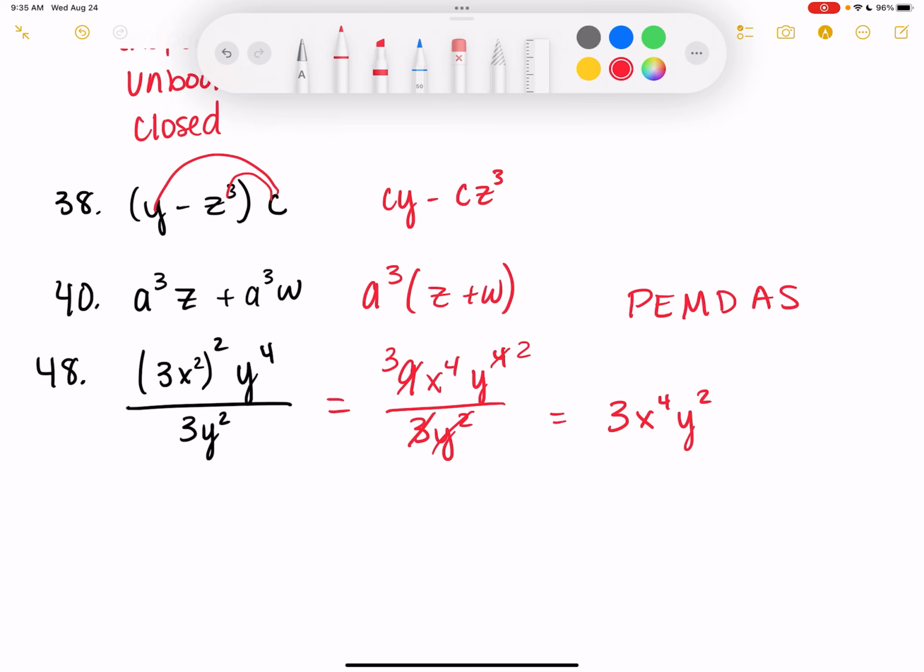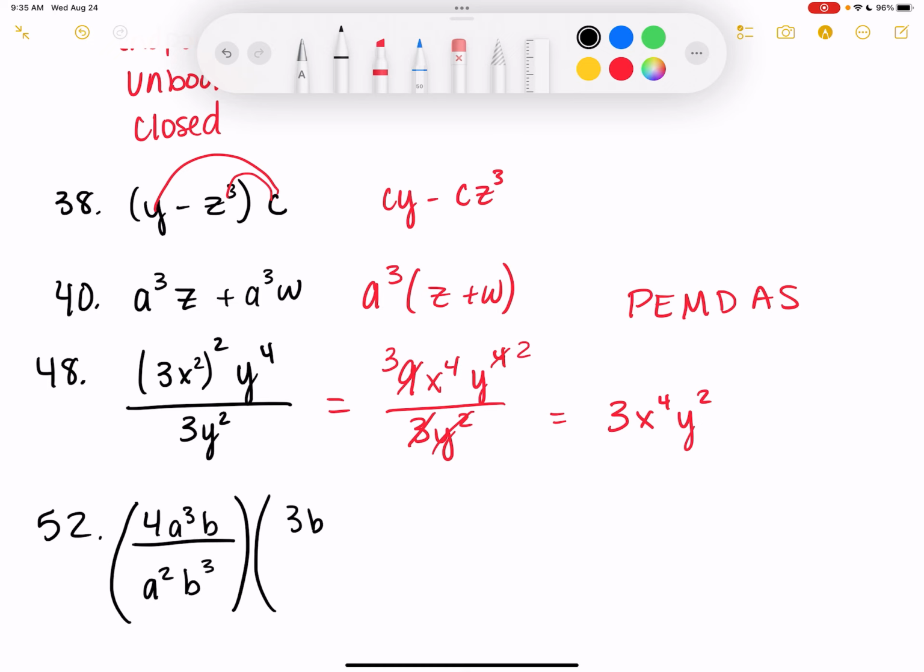Alright, y'all made me a little nervous with that one, so I'm gonna do another one. Alright, parentheses, 4a cubed b all over a squared b cubed, close parentheses, open another parentheses, 3b squared all over 2a squared b to the 4th.